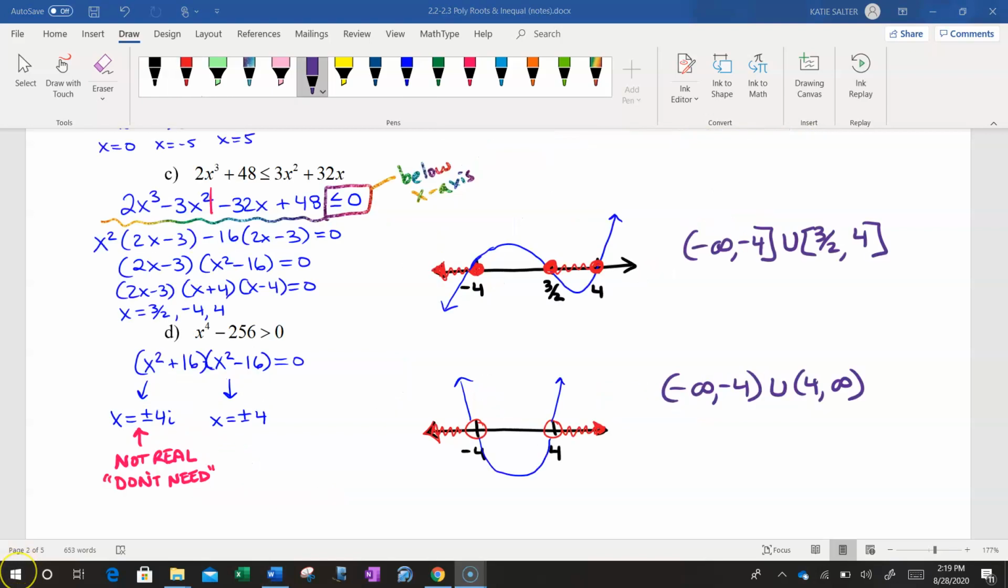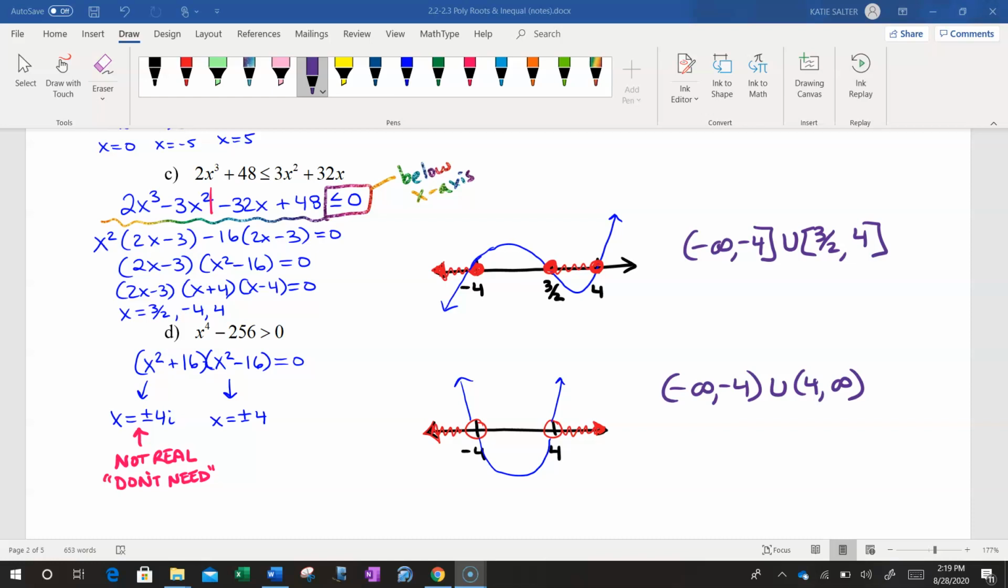All right, so for C, when you move those terms to the opposite side, you get those 4 terms. You've got to factor by grouping. We factor all the way till we get 3 linear binomials, and we get our zeros are 3/2, -4, and +4. The leading coefficient is +2. The degree is 3, so the left arm's down, right arm's up. We make sure we pass through those zeros. We want to know when it is less than or equal to 0, so that's where it's below the x-axis. So we shade anywhere that function went below the x-axis. And we get our answer.